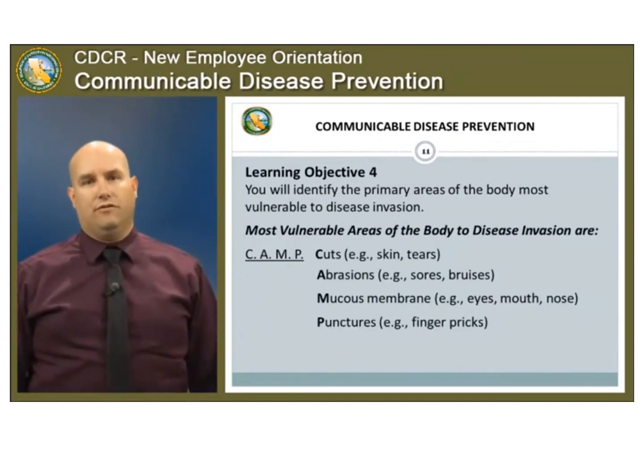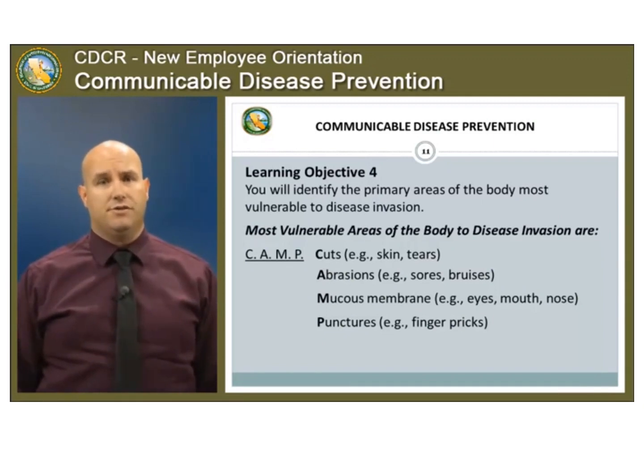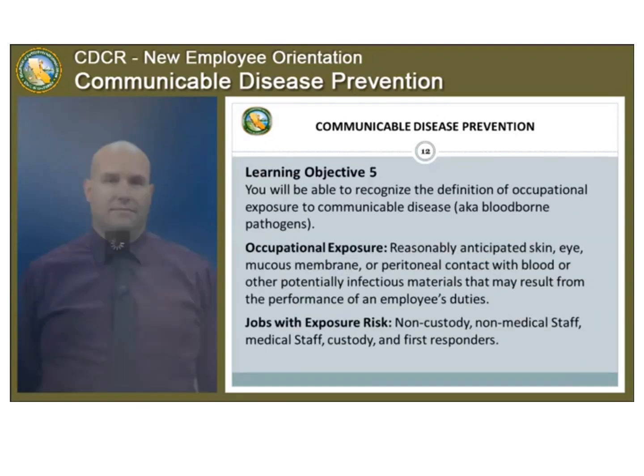Learning Objective 4. You will identify the primary areas of the body most vulnerable to disease invasion. The most vulnerable areas of the body to disease invasion are cuts, such as lacerations or tears, abrasions, such as sores, scrapes, or scratches, mucous membranes, such as the eyes, mouth, or nose, and punctures, such as a finger prick. The acronym CAMP is an easy way to remember these areas.